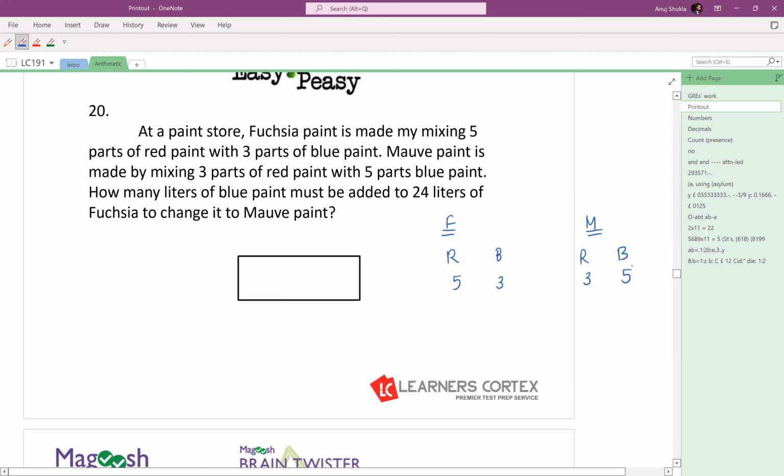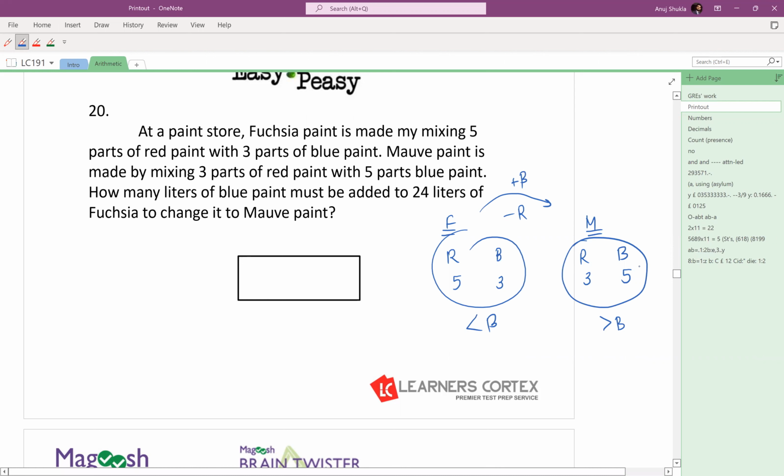So if I say the red content is more in fuchsia paint and in mauve the red content is less, yes or no? Or I can say the blue content is less in fuchsia and the blue content is more in mauve, right? So if you have to change fuchsia to mauve, what you need to do? Here red is less, blue is more, and here blue is less. So what you need to do? You need to add some blue, or you have to remove some red. Then only you can change from fuchsia to mauve.